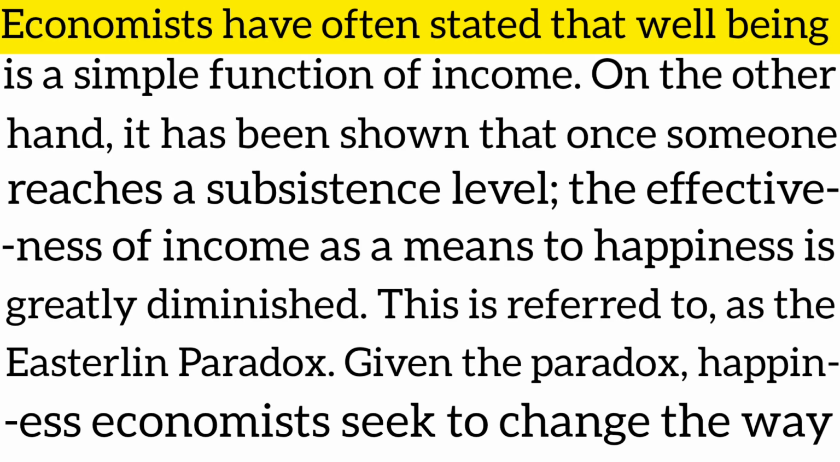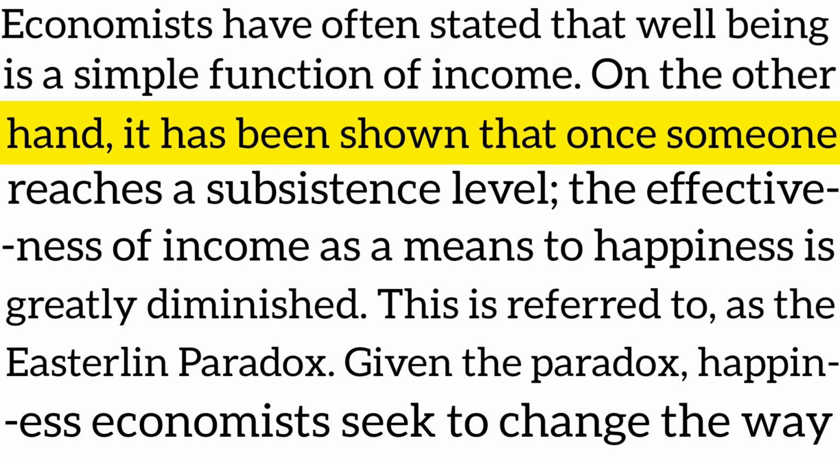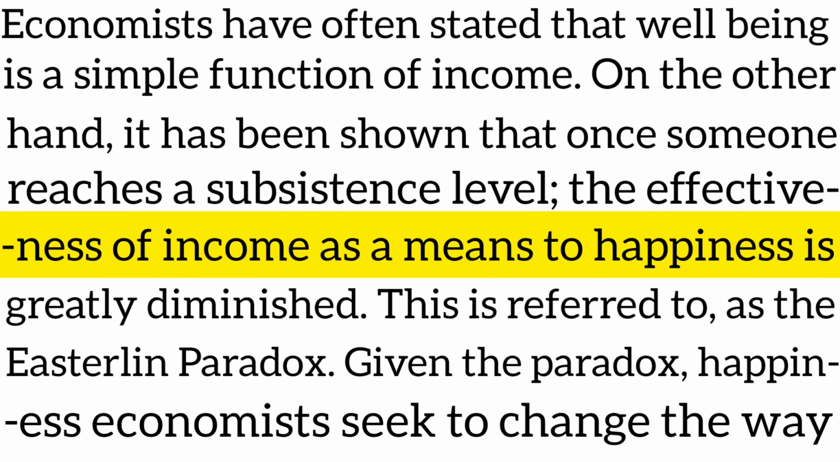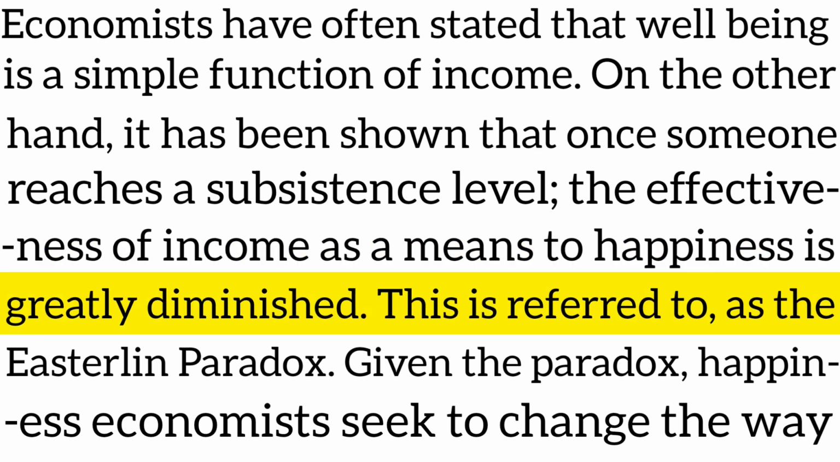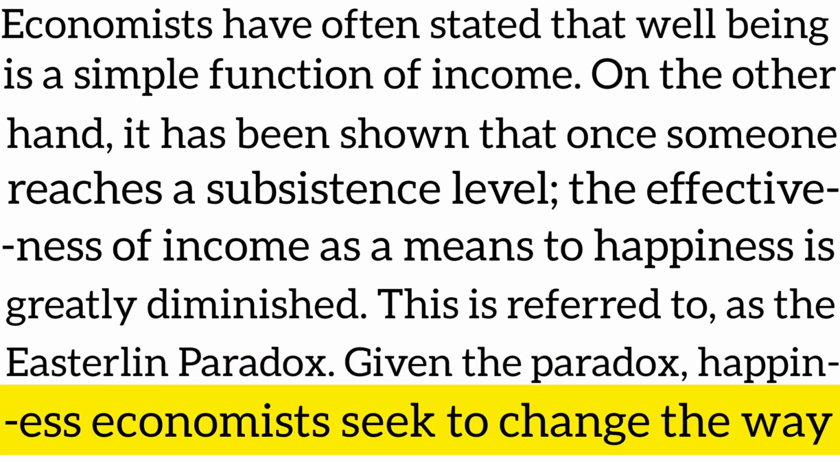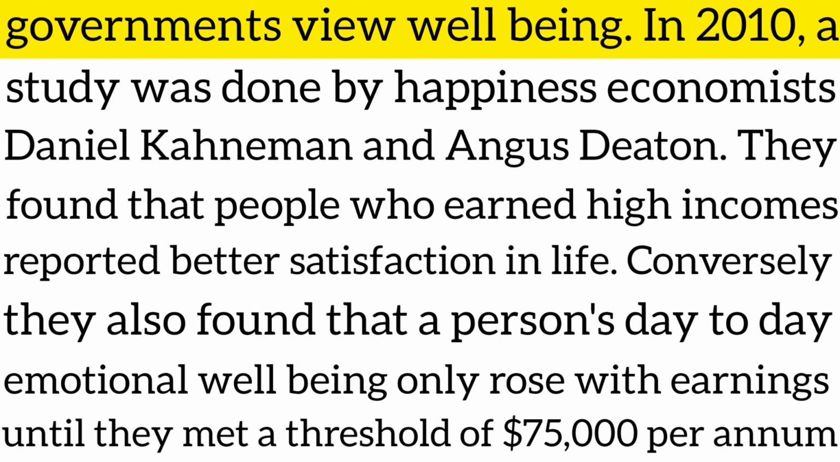Economists have often stated that well-being is a simple function of income. On the other hand, it has been shown that once someone reaches a subsistence level, the effectiveness of income as a means to happiness is greatly diminished. This is referred to as the Easterlin paradox. Given the paradox, happiness economists seek to change the way governments view well being.